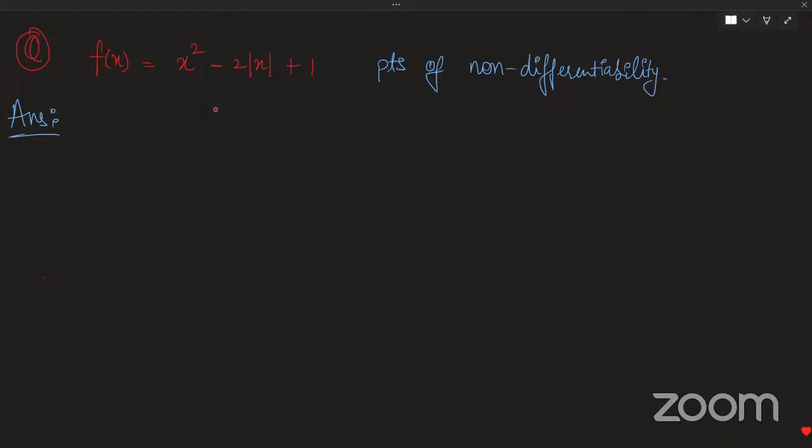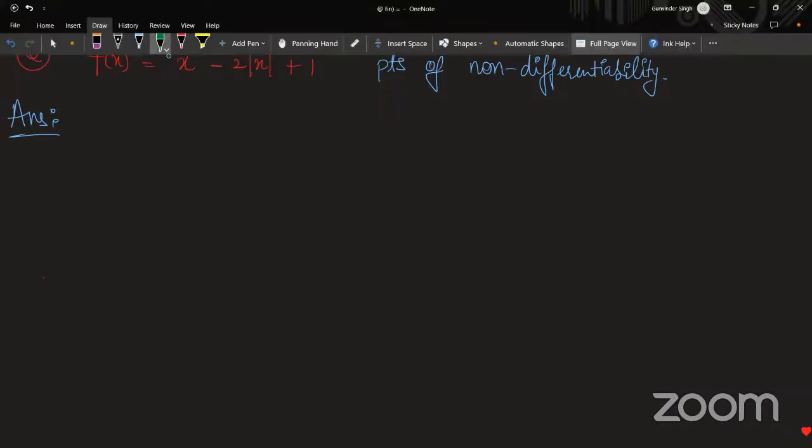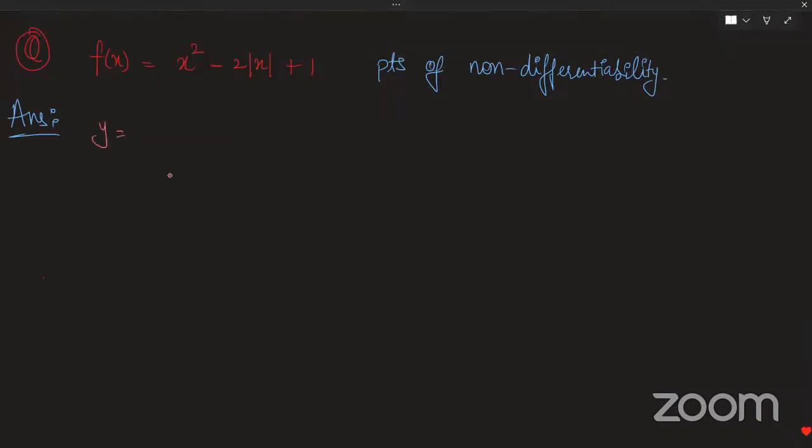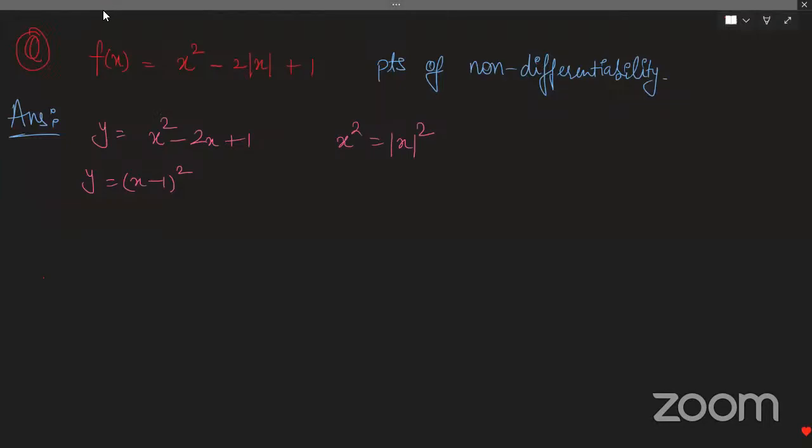So let us see if we can do this. I give you something really simple: y is equal to x square minus 2x plus 1, right? So it can be written as y is equal to x minus 1 whole square, right? Something like this I give you. You can just clearly see from here that x square and mod x square both actually have the same value. Do you all agree with this?